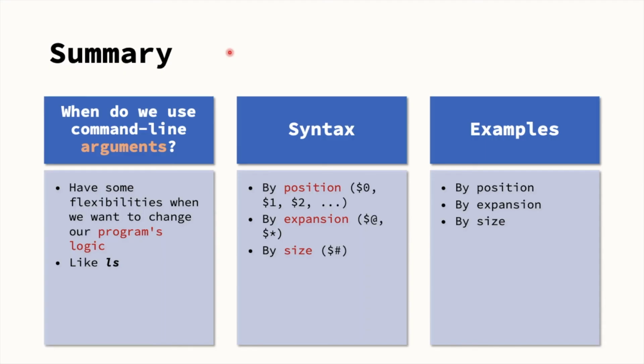Okay, let's review what we have learned today. We now have a powerful tool to add flexibility to our script for changing its logic on demand. Like the ls command, we could list file names and ask it to show more details when we want to. And there are three types of taking them in our scripts. The first one is taking them by their positions. The second is by expanding them all out. And the third is by argument size. I also introduced you to some real and useful examples in those three types to enforce the knowledge we've just learned. Hope these materials can help you equip your script with more powers.